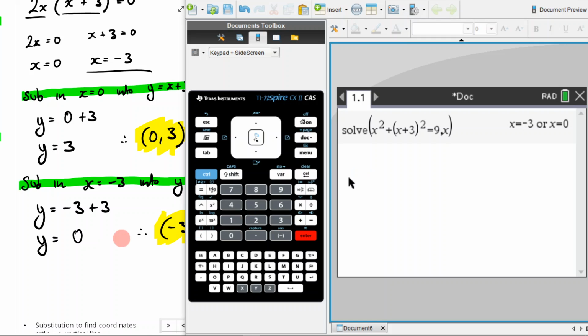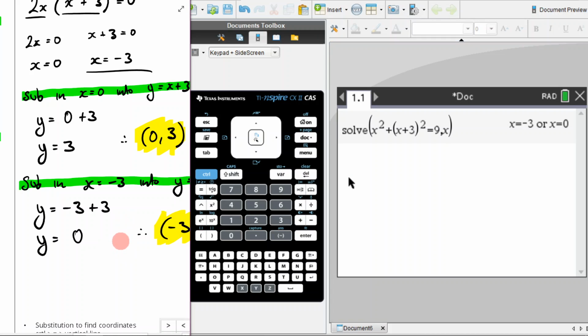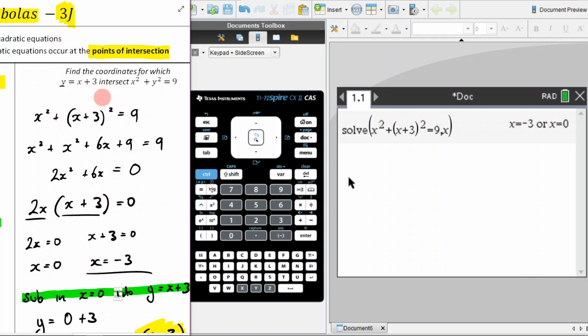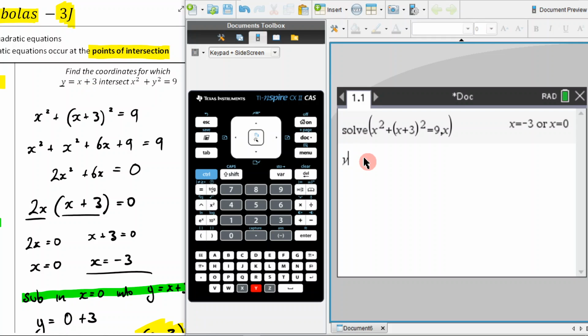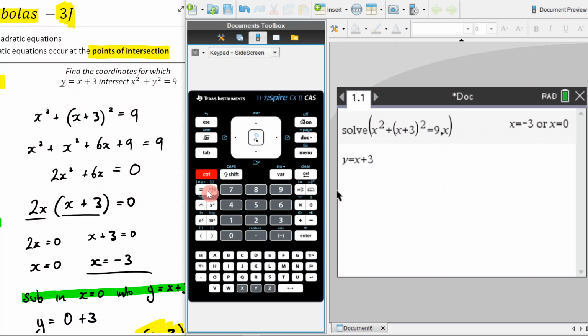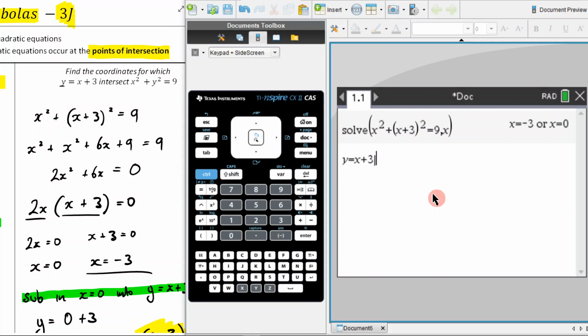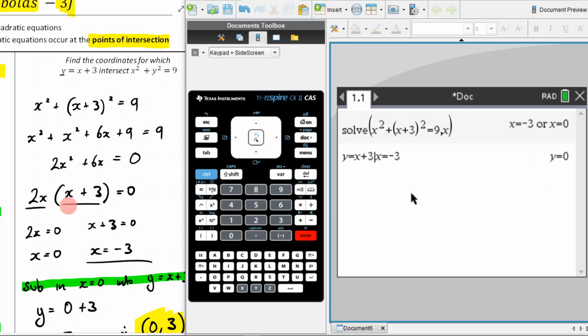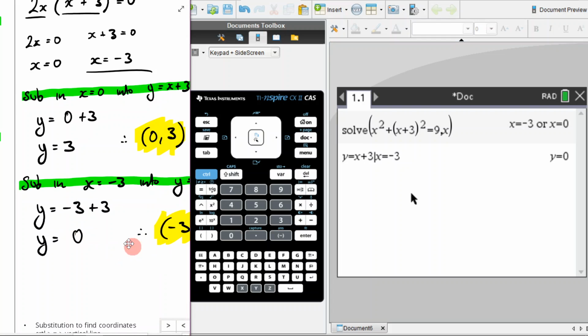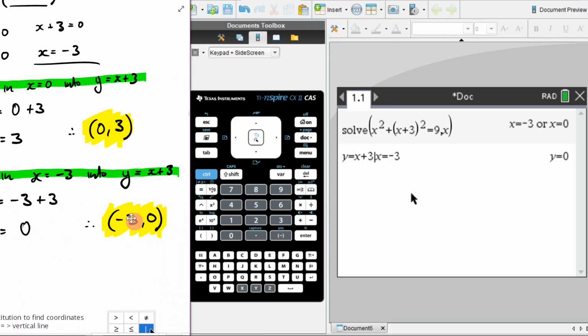So remember, the rule that we're using here is y is equal to x plus 3. So I'm going to come here and I'm going to go y is equal to x plus 3. Then I'm going to go control this button and click this right here. This means such that, and now I can go x is equal to negative 3. And do you see how I get y is equal to 0 out? So that means when x is equal to negative 3, I get 0 out.